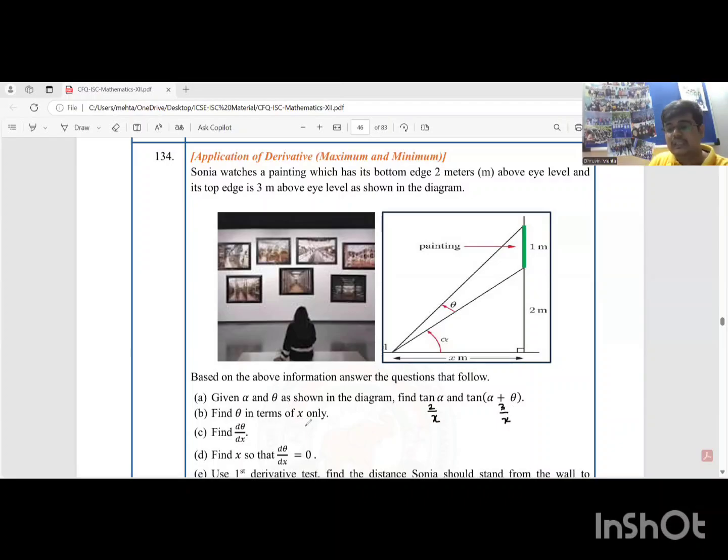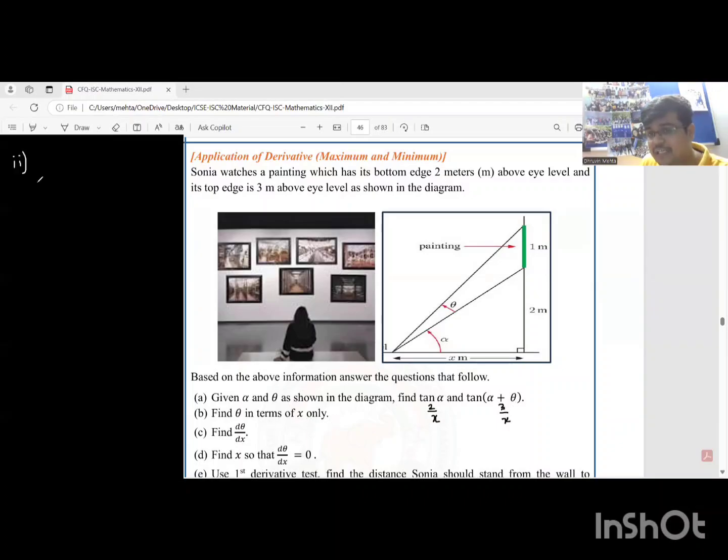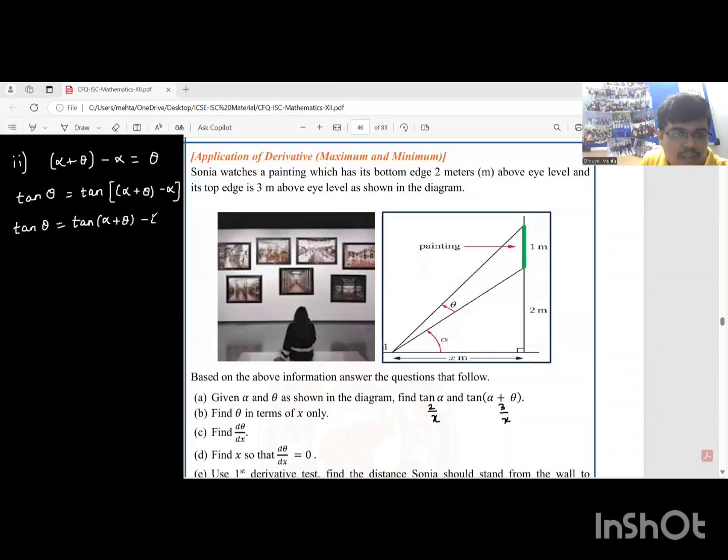We have to now find theta in terms of x, which means, students, we have to get rid of alpha. So here you have to understand that alpha plus theta minus alpha is theta. So I'll use tan theta is equal to tan of (alpha plus theta minus alpha), this basic relation. So tan theta will be equal to tan of alpha plus theta, using the compound angle formula, minus tan alpha upon 1 plus tan of alpha plus theta into tan alpha.